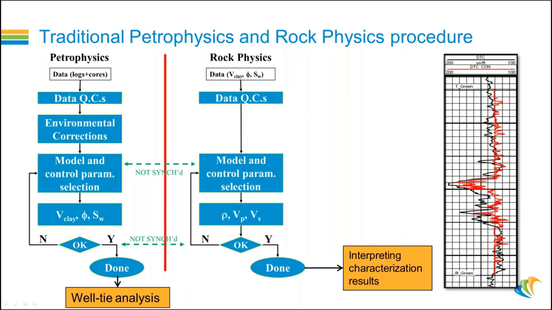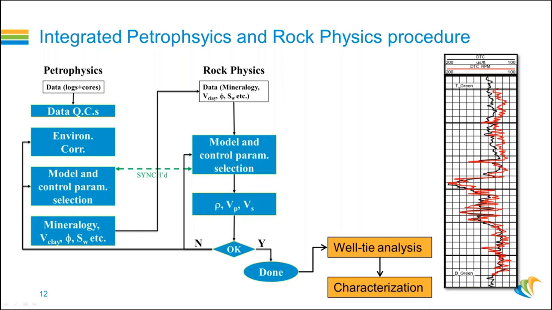Let me now show you what seismic petrophysics is. In seismic petrophysics, we are removing the boundary between petrophysics and rock physics. Then there is a direct link between the output from the petrophysics and the input to the rock physics. It means that if you see any inconsistency between your measured and modeled one, you don't need to just go back to the parameters and improve the parameters. You can even go back to the petrophysics and modify or update some of the logs, like the porosity, like volume of the minerals.